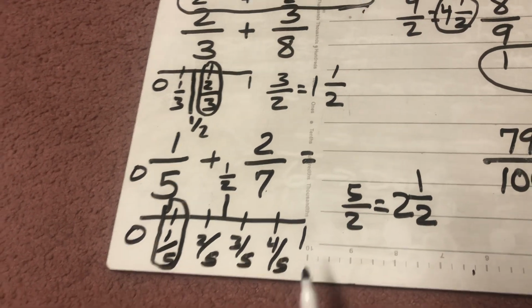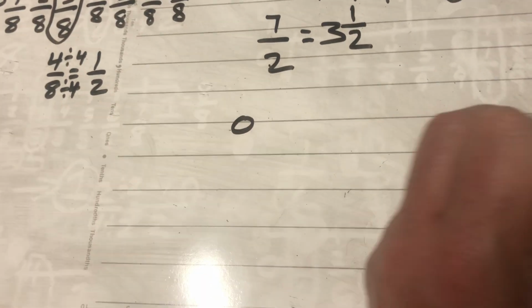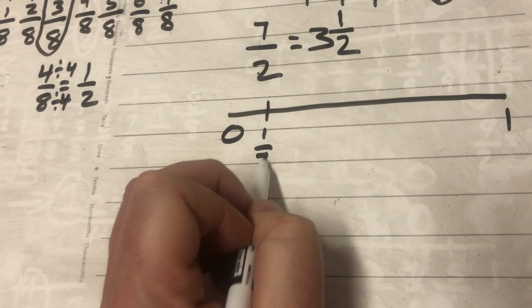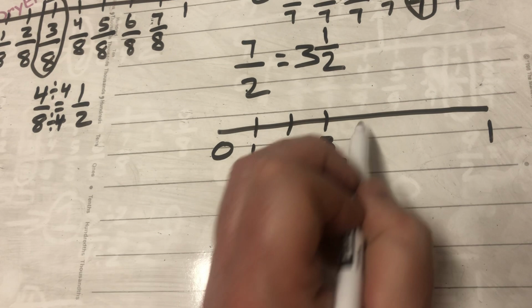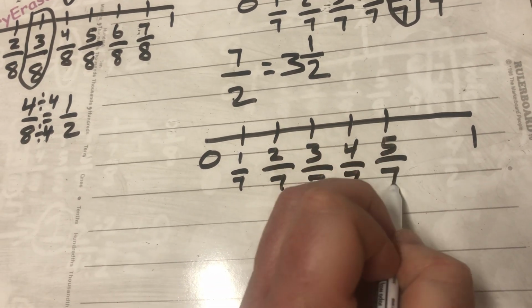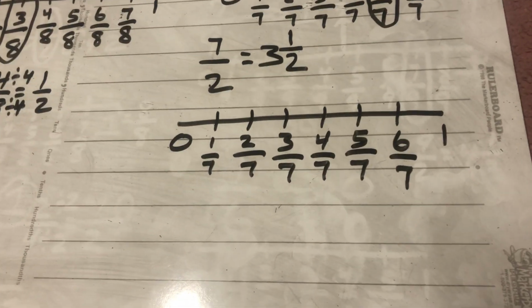Now my 2/7, if I come over here to my other board and I do the 2/7, start with 0, end with 1, 1/7, 2/7, 3/7, 4/7, 5/7, 6/7, and 7/7.